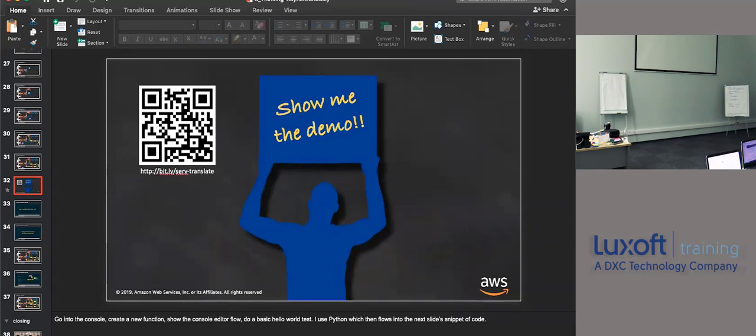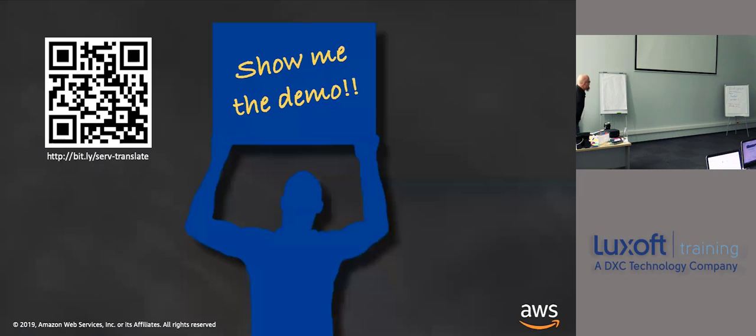So if you want to mess around with the translation application, use this bit.ly, or anywhere it's mobile, as well as the authentication QR code. Love to get your feedback, see if you can break it. You probably will. I didn't put a lot of redundancy into it, but it should be fairly solid. So that's the serve-translate one that I've been working on.